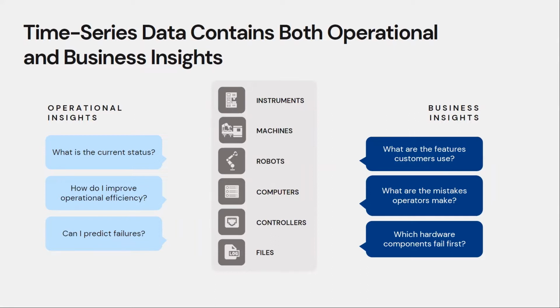Traditionally, when we think about time series data, we are more thinking about operational insights, OI. The operational insights are typically real-time insights, like what is the status of my machines right now? What's the efficiency? Can I predict failures in the machines? Those are operational information you can use to improve the operations of your machines.